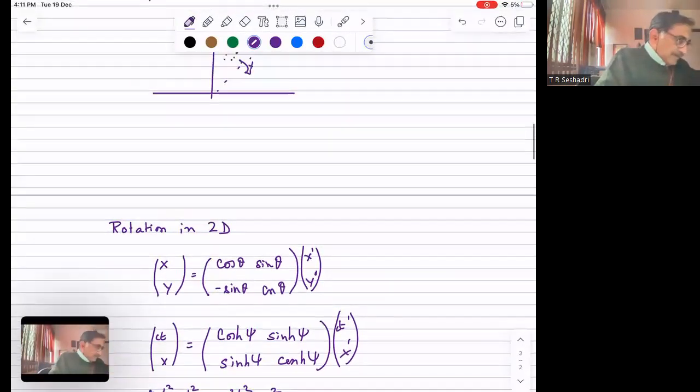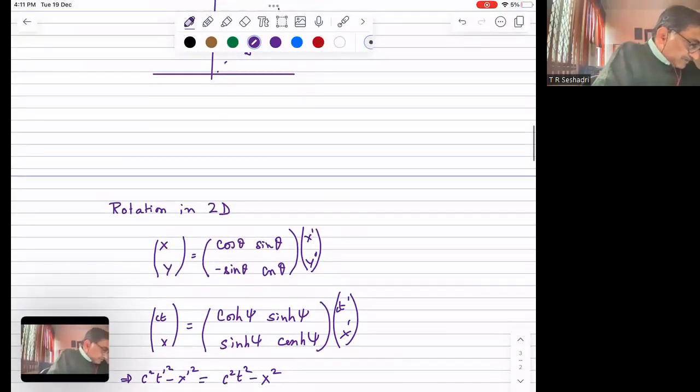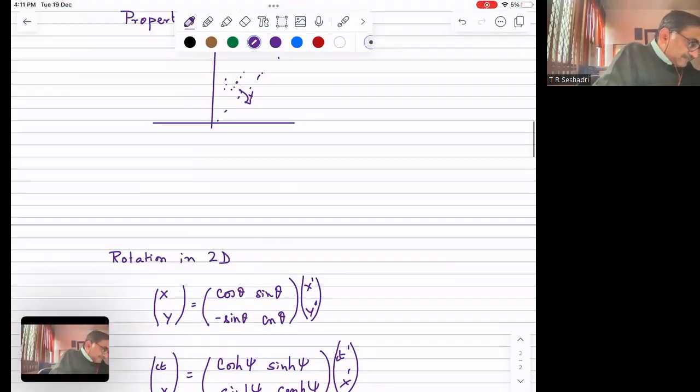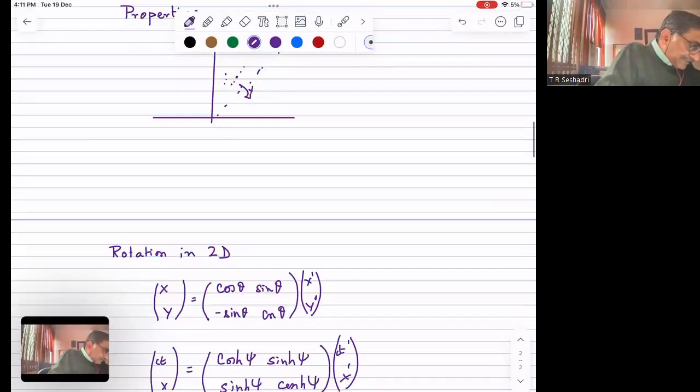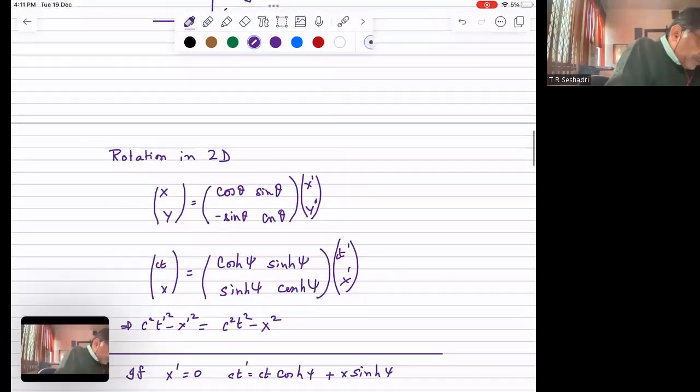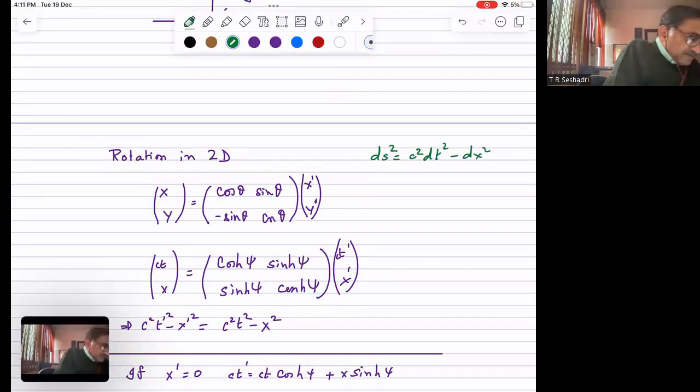Now, so this is one thing. Now let us see what this thing is like. See, what we saw was the following. What we have seen is ds square equal to c square dt square minus dx square, and this is an invariant. Now, let us look at rotations.